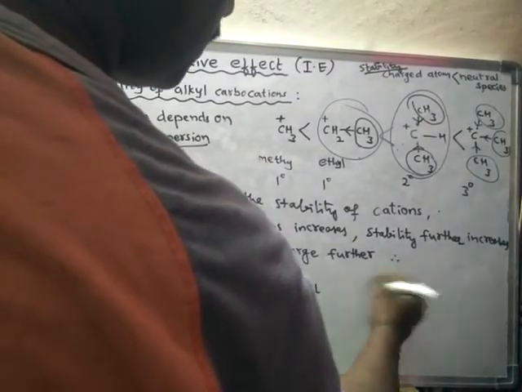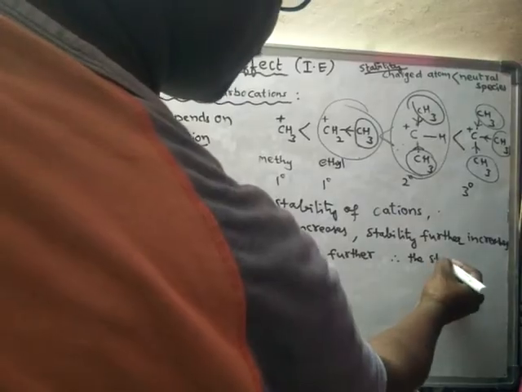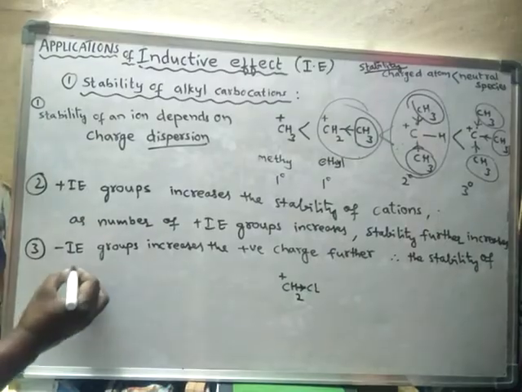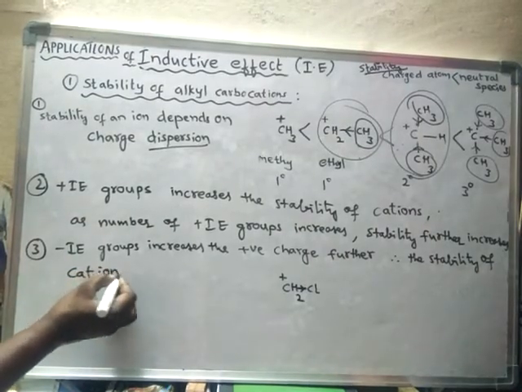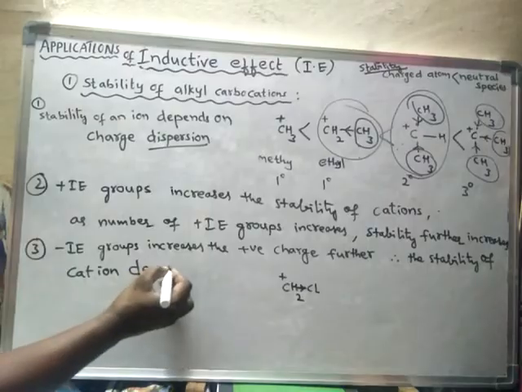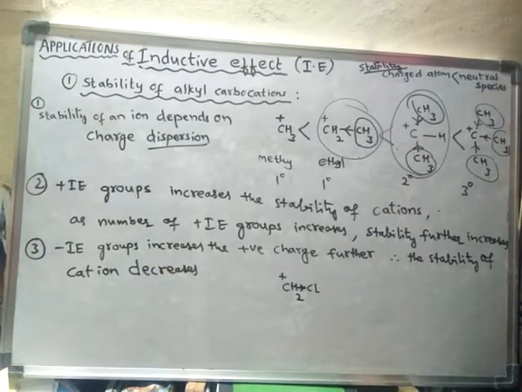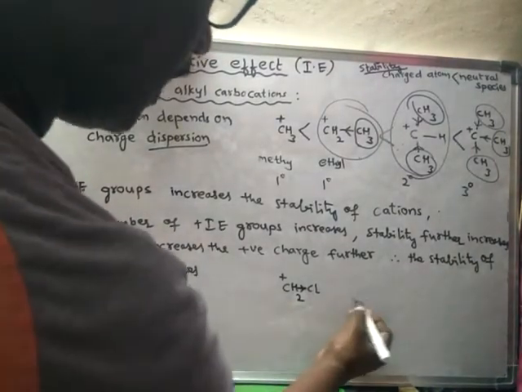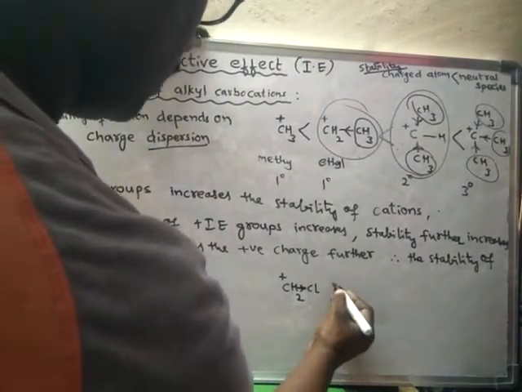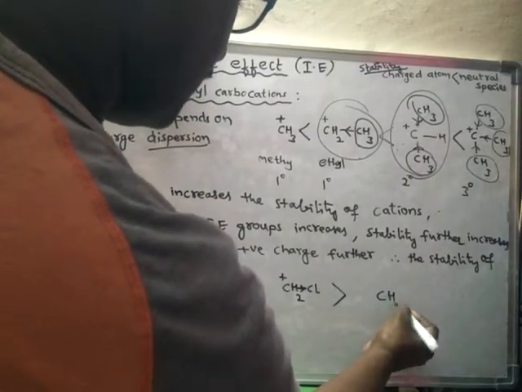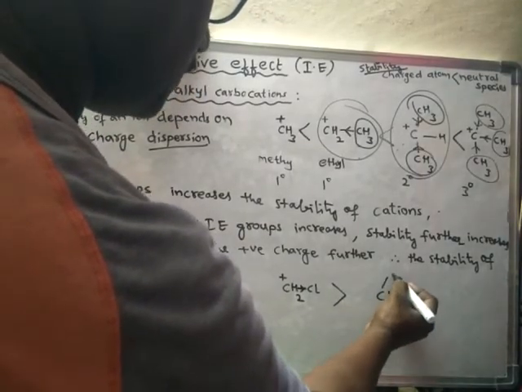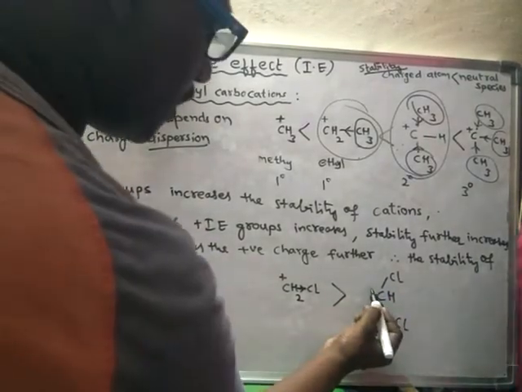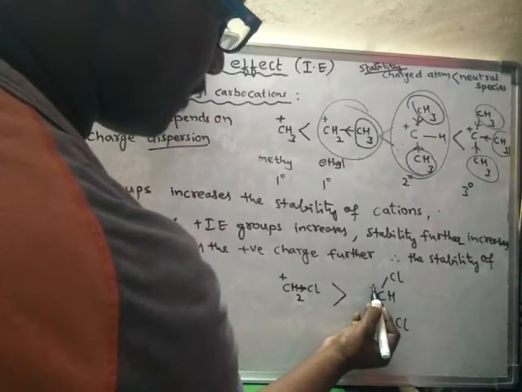Therefore the stability of cation decreases. Suppose one more hydrogen is replaced by another chlorine. Suppose it is attached to two chlorine atoms, let us assume. So what happens? So this is a carbocation. This carbon has a positive charge.